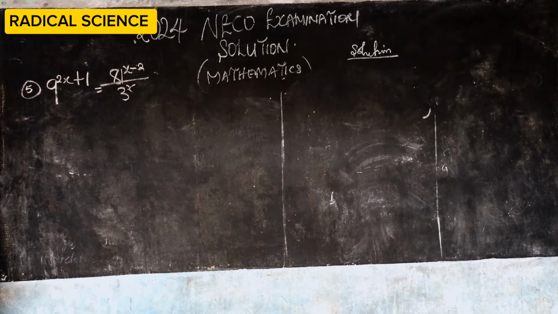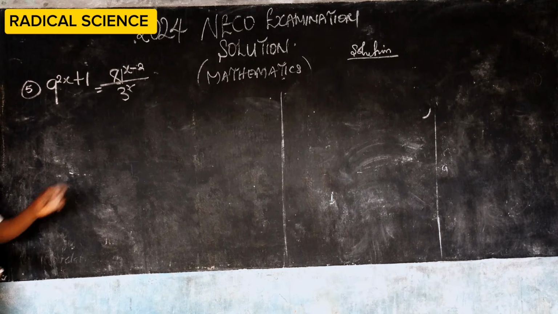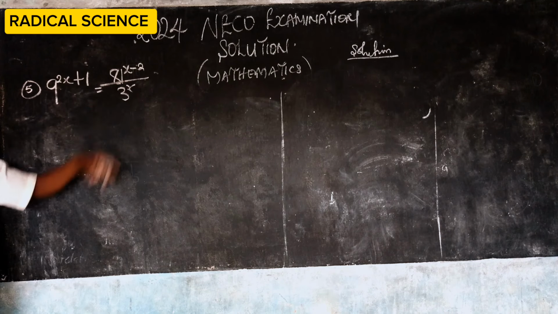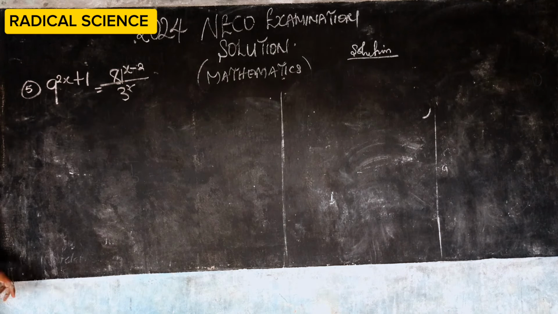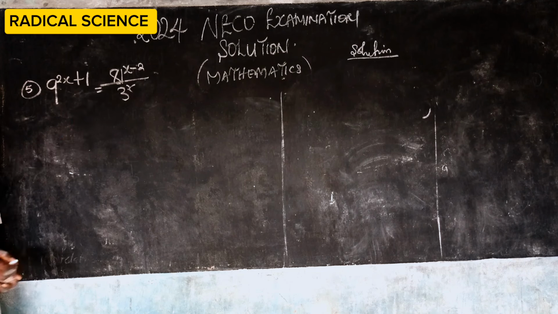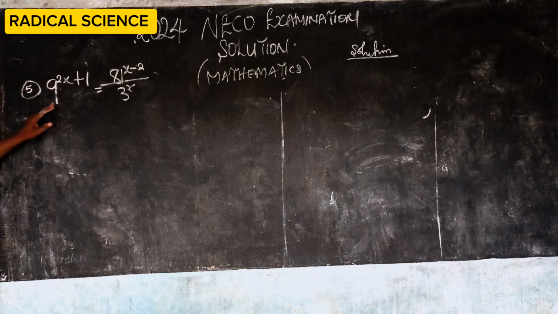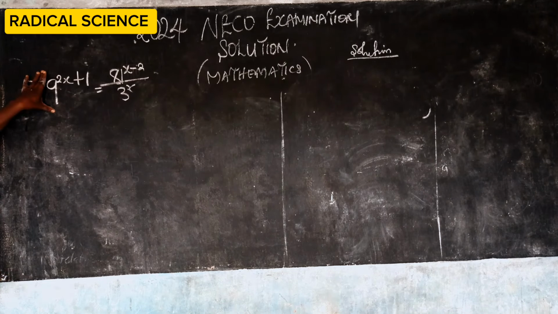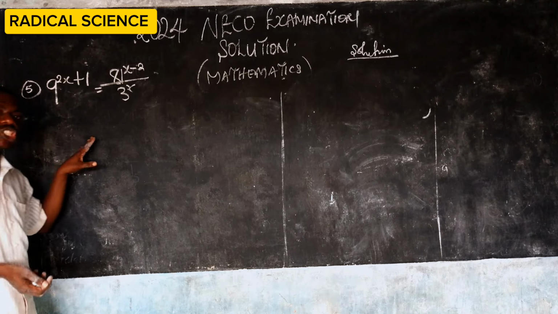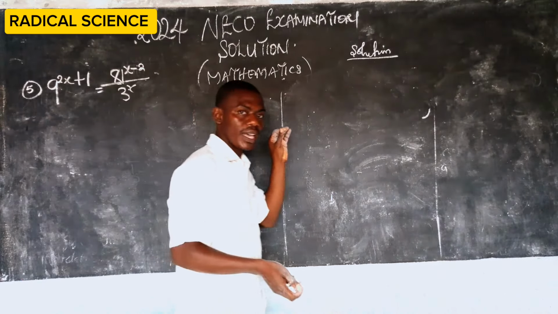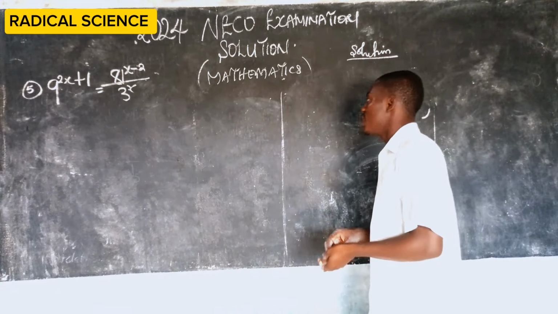The next question is 9 raised to power 2x plus 1 is equal to 81 raised to power x minus 2, divided by 3x. Please, this question is very simple. As we've been told, if you don't know the name of the mathematics you're solving, you will not get any answer. This is indices, an exponential equation. Let's solve it.